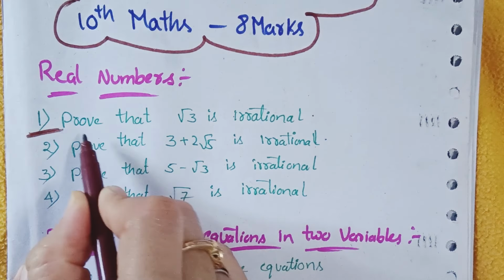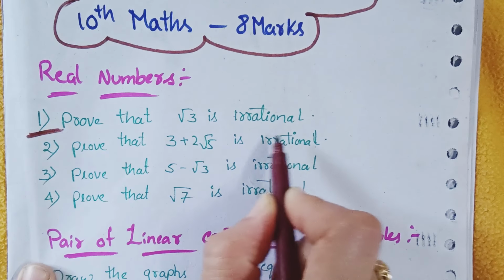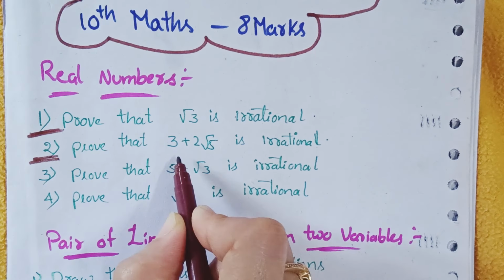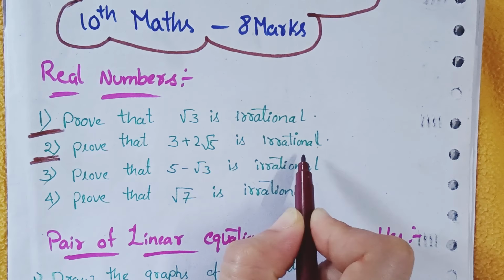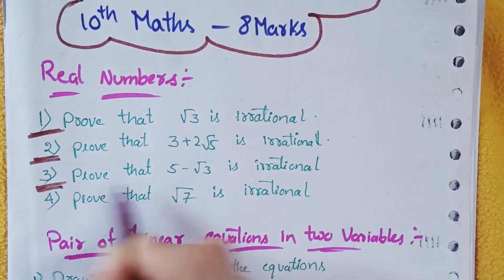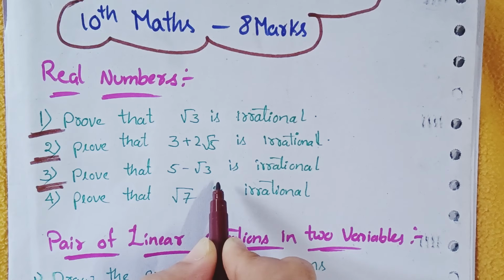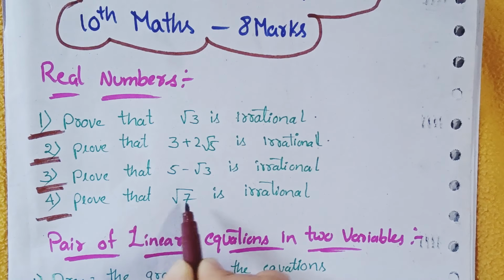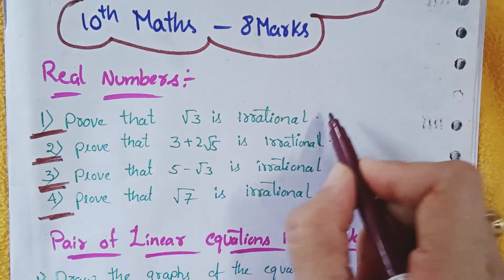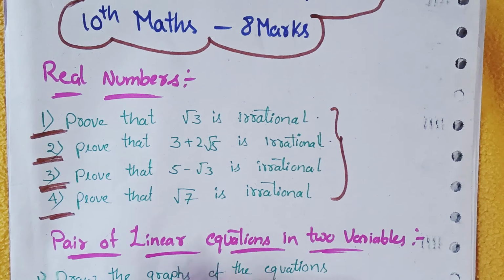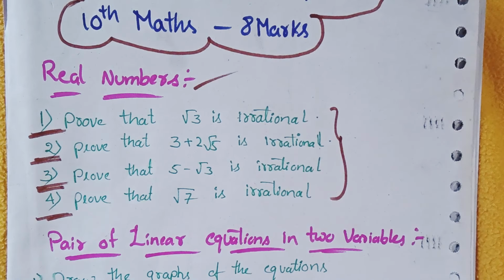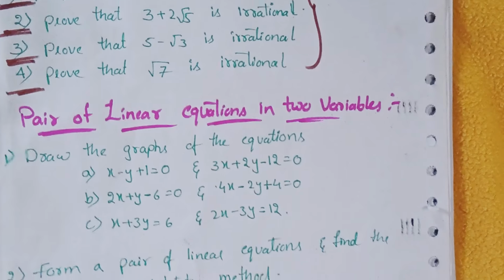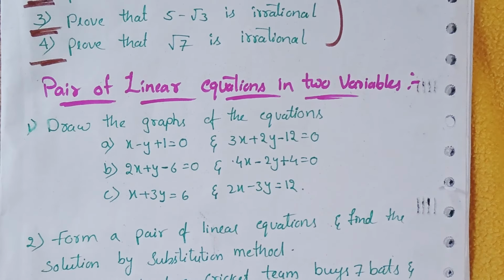So first question will be, prove that root 3 is irrational. Next, second question is, prove that 3 plus 2 root 5 is irrational. Next, third question, prove that 5 minus root 3 is irrational. And next, fourth one, prove that root 7 is irrational. So these are the very most important questions from real numbers for 8 marks. Got it guys? Okay, let's move on to the next chapter, that is pair of linear equations.